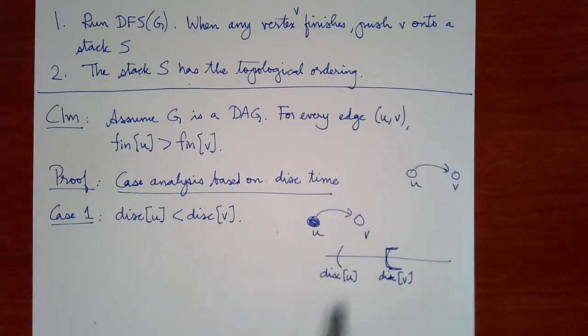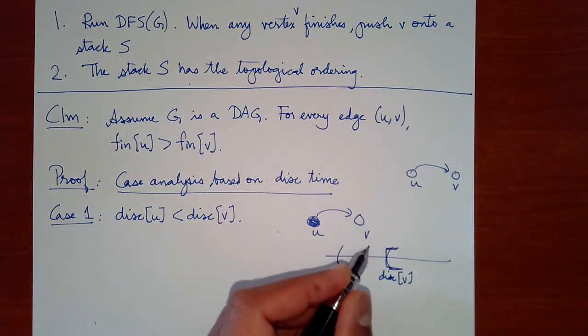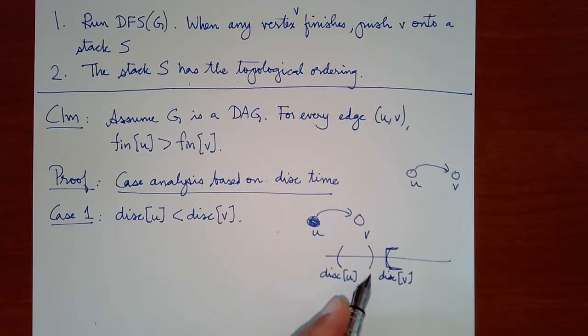Sorry, am I making sense here? So why is the finish time of U more than the finish time of V? Doesn't this just follow directly from the parentheses theorem? Well, the parentheses theorem only implies that it's a parenthetical statement. So maybe, in this discovery, the finish time of U could be here. But we know that it's not. Why? It's written.